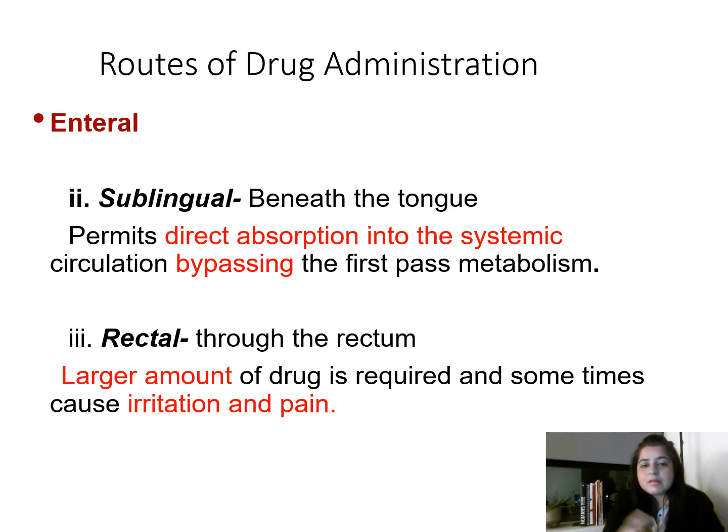And the other route is the sublingual route. When we take the drug under the tongue, the drug directly reaches the systemic circulation, bypassing the first pass effect. Now, the other route is the rectal route, in which we directly introduce the drug in the rectum, so we introduce the drug in the body through the rectum.